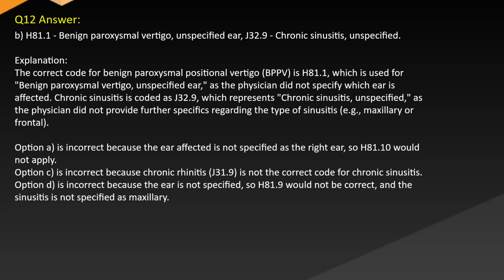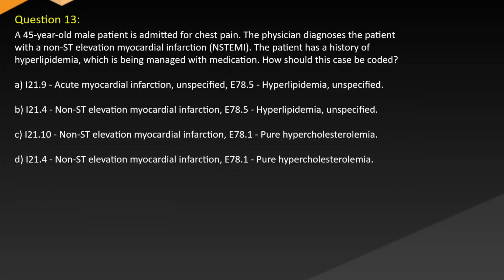Option A is incorrect because the ear affected is not specified as the right ear, so H81.11 would not apply. Option C is incorrect because chronic rhinitis J31.0 is not the correct code for chronic sinusitis. Option D is incorrect because the ear is not specified, so H81.9 would not be correct and the sinusitis is not specified as maxillary.